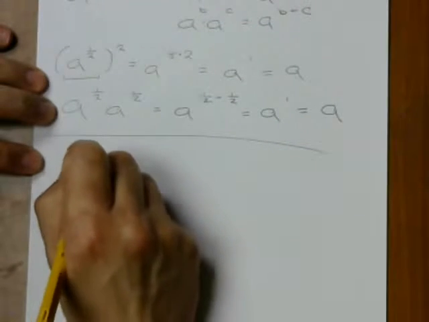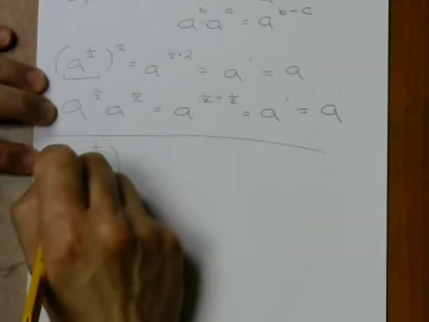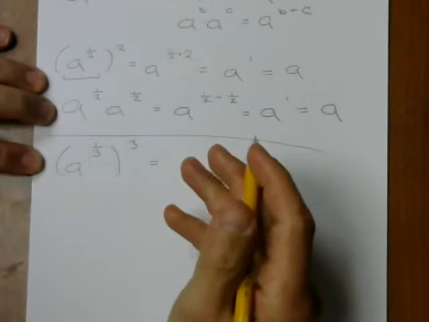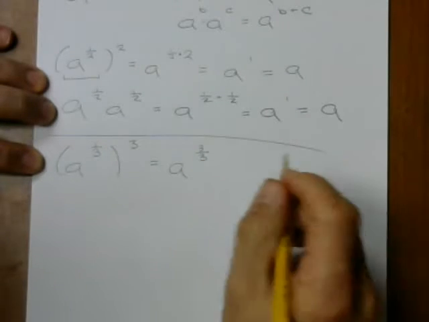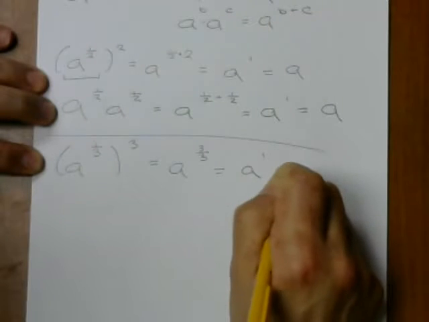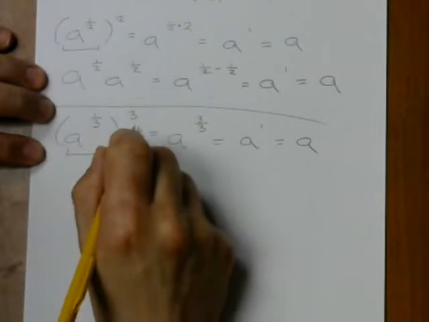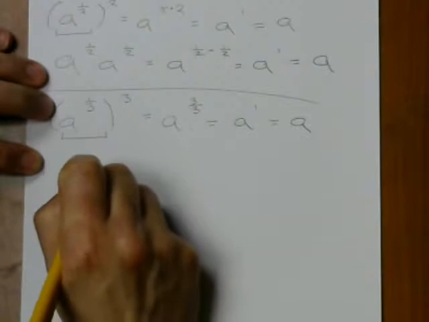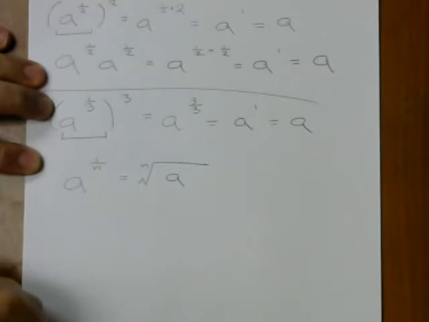What if we had something like a to the 1/3? What should that be? Well, I know that a to the 1/3 cubed, if I want my rules to still hold, would need to be a to the 3/3, because 1/3 times 3 is 3/3, which would have to be a to the 1, which would just have to be a as well. So what do I know? I know that this cubed is a. Well, this needs to be a cube root of a. So it seems like a to the 1/n should be defined to be the nth root of a. And that's exactly what we're going to do.